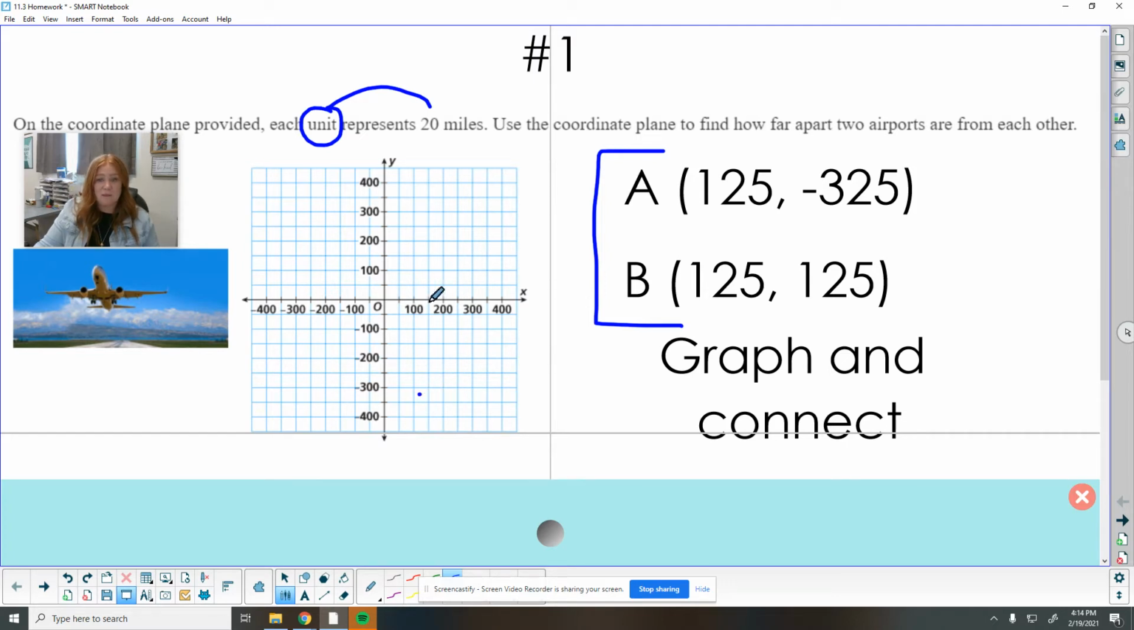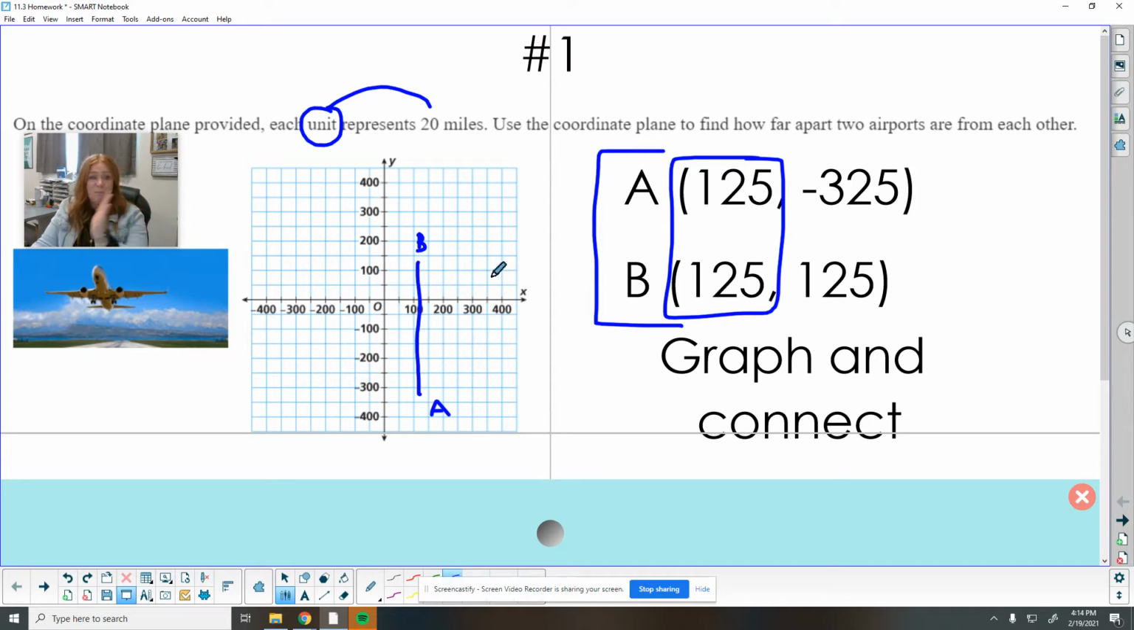So over 125, down 325, negative. There is A, and I want to mark that so I remember which is which. Then B is over 125, which we found here, and then up 125. Here is B. I notice their x's are the same, so they're on this same line going down. They're both over the same 125.